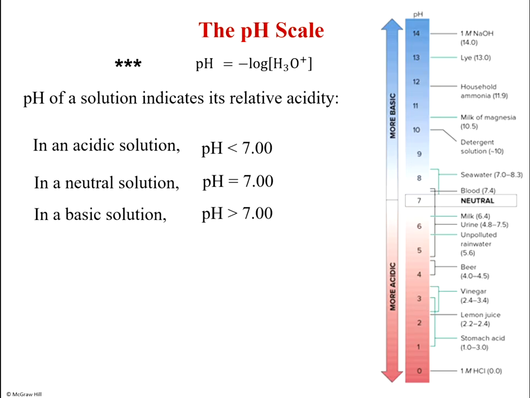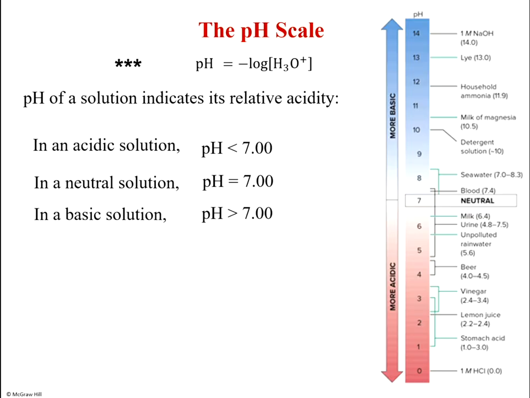Now we have something we call a pH scale, and we have a definition, which is with the 3 stars here. You can tell this is one that you need to remember. The pH is equal to minus the log of the hydronium ion concentration, or minus the log of the hydrogen ion concentration.